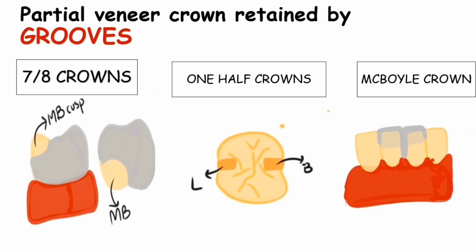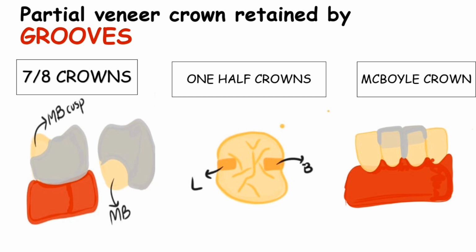Now we will talk about other types of partial veneer crowns that are retained by grooves. So these are 7/8 crowns. The 7/8 crown is a modified type of 3/4 crown, and it covers all the surfaces except the mesiobuccal cusp of maxillary molars, and it is retained by buccal and mesial grooves. So in the picture you can see in the 7/8 crown, all the surfaces are covered except the mesiobuccal cusp. Of course it is a partial veneer crown, and the retention is gained by buccal and mesial grooves.